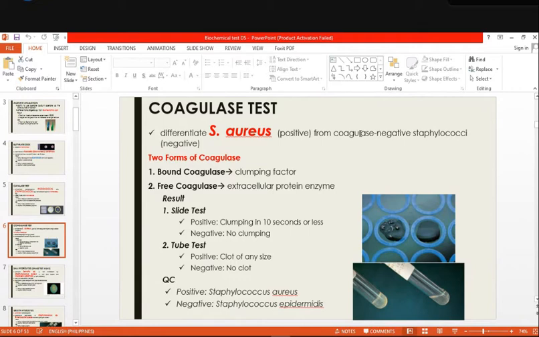Okay, now coagulase is of two types. What are the types of coagulase, and how do you differentiate one from the other? Anyone? Two types of coagulase. Just differentiate one from the other. Okay? Ria said, bound and free. Brandon said, bound and free. Okay, just differentiate one from the other, Brandon. What is bound and what is free?